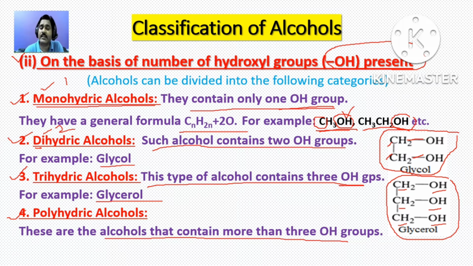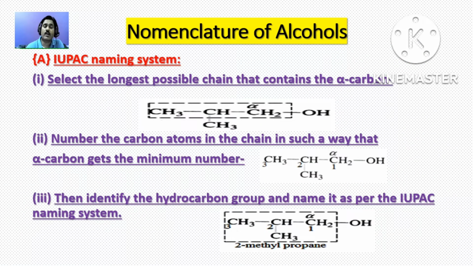So we classify alcohols on two bases. Number one, on the basis of the number of carbon atoms attached with the alpha carbon, and another, on the basis of the number of hydroxyl (OH) groups present with carbon atoms. Those are the two types of classification of alcohols. Now we come to the nomenclature of alcohols, our third topic.